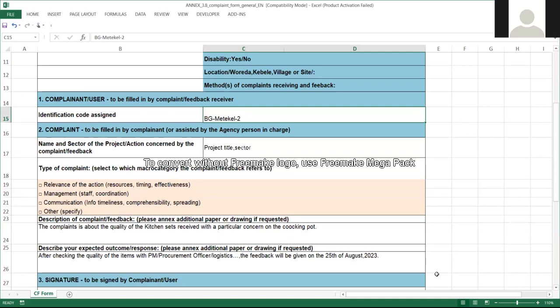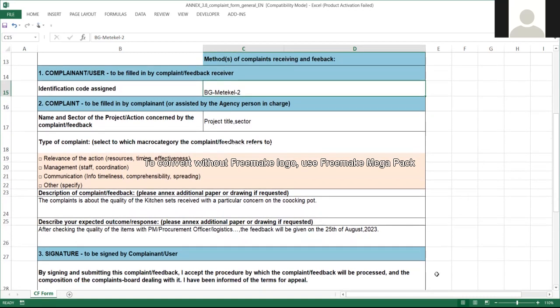Project name and sector. When you receive a complaint, you put the project title, which project. Maybe we are implementing multiple projects in that area. So from which project is this complaint coming and which sector. We have WASH, shelter NFI, food security and livelihoods, and also with partners, for example, health and nutrition. So don't put only the project title, you have to also put the sector of the complaint.